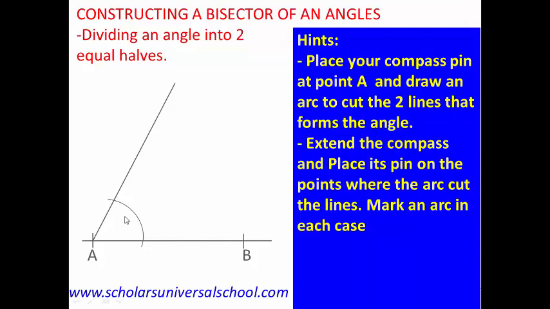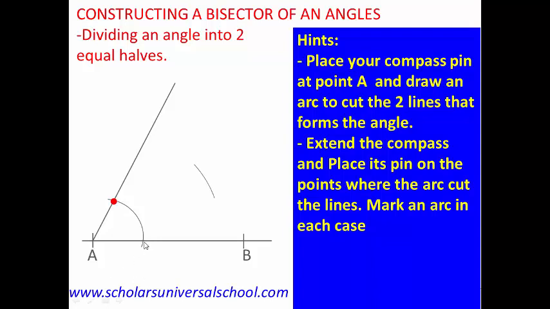These are the points where the arc cuts the lines. We are asked to place the pins of the compass where the arc cuts the line. It cuts this line here and it cuts this line here. So we are placing the pin here first. It's not compulsory that you place it here first. If you want to do your own, you may first place it on this line AB. But I'm placing my own here, and I've extended my compass to the length I like. So I have drawn the arc.